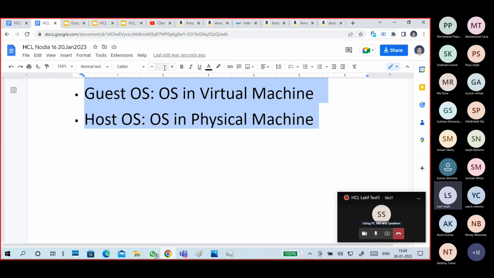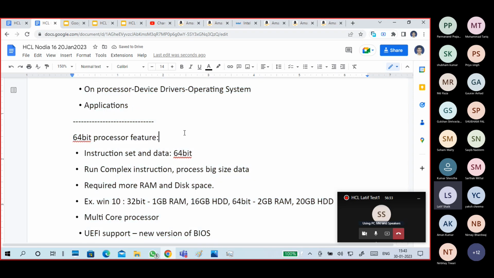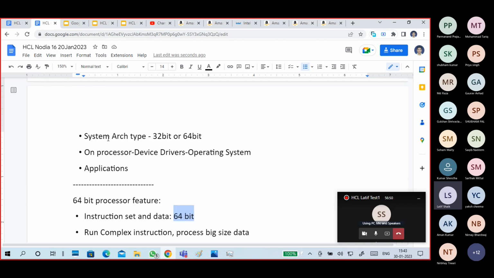The instruction set and data sizes are 32 bit in a 32 bit PC, 64 in a 64 bit processor. What does a 64 bit processor mean? The instruction set and data are 64 bit size. In 32 bit, it's 32 bit size.